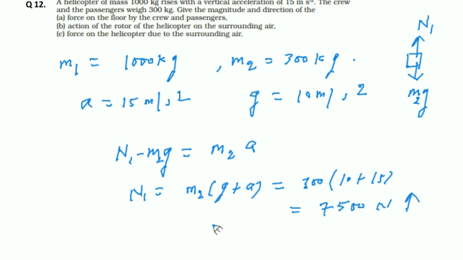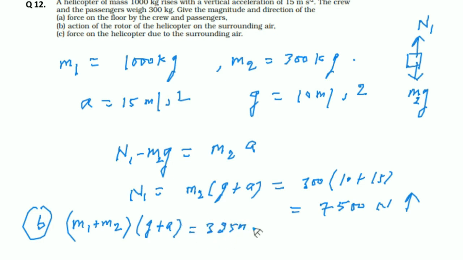Okay. Similarly, part B, the action of the rotor of the helicopter on the surrounding air. For the surrounding air, the net acceleration will be g plus a. So the B part equals m1 plus m2, the total mass of the helicopter plus crew, multiplied by the net acceleration g plus a.